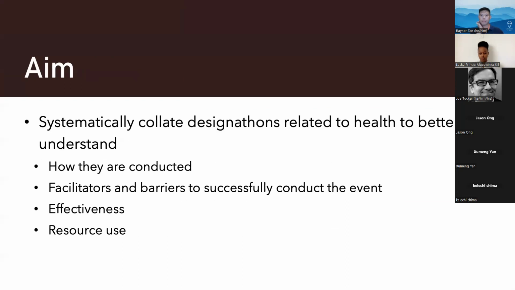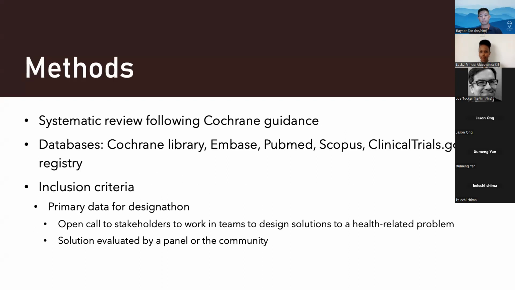So the aim of this systematic review is to systematically collate articles related to Designathons for health, to better understand how they were actually conducted, what kind of facilitators and barriers are discussed to successfully conduct the event, and look at any evidence for effectiveness and resource use. So our systematic review followed the Cochrane guidance. We looked at the databases, which you can see on the screen, and we included any article that had primary data for a Designathon as I defined it before. So it has to have some kind of an open call to stakeholders to work in teams to design solutions to a health-related problem. And the solution must be somehow evaluated either by a judging panel or the community.